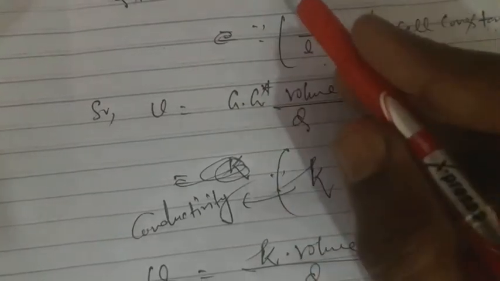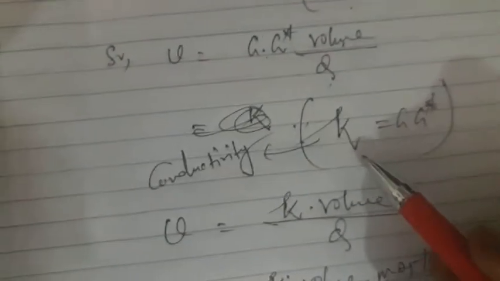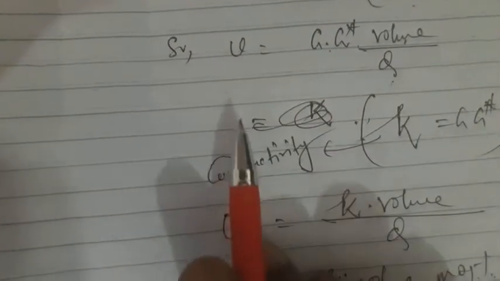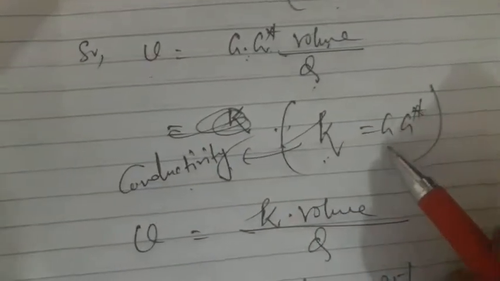Q is the charge. Now 1 by L is called G star, that is the cell constant. L is the separation distance between two electrodes. So G star is the cell constant. Here, by replacing this 1 by L, we get G into G star, volume by Q, and so the ionic mobility now becomes G into G star, volume by Q, and G into G star is called conductivity, that is kappa. So G into G star is kappa.